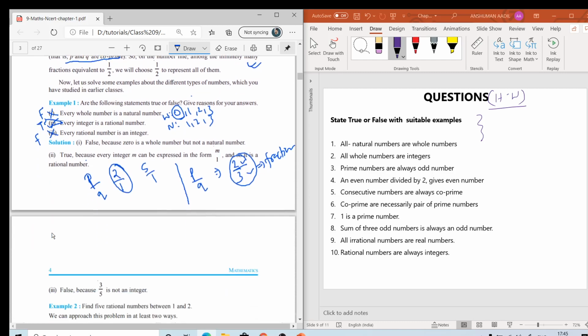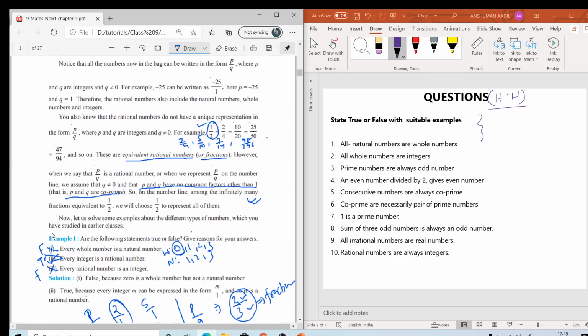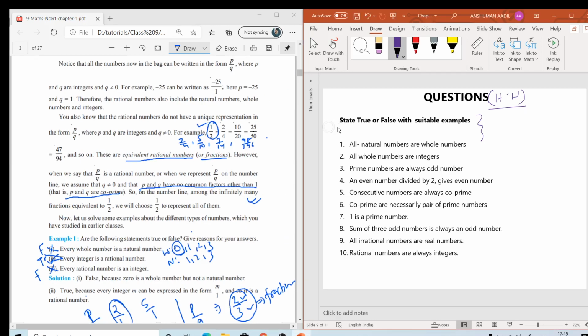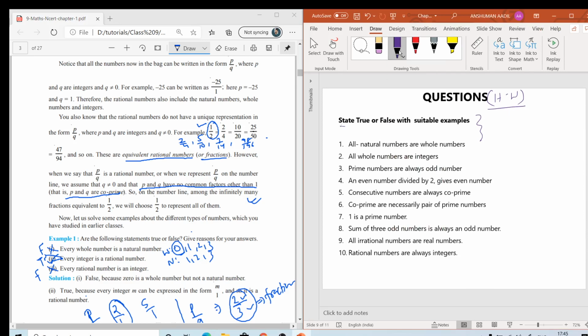You can see the solution also, and you can solve it by yourself also. Similarly, state true or false here with suitable examples. You are going to write whether the statement is true or false, and if it is false, why, and if it is true, you can give some examples also.